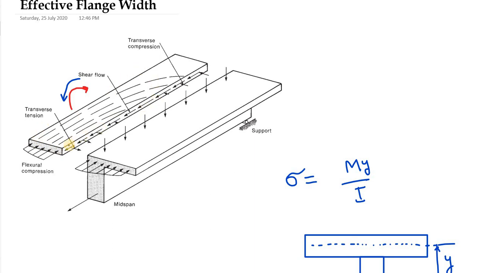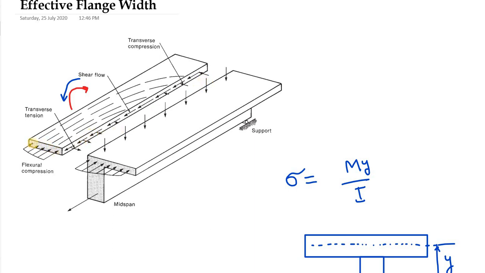This flange is connected to the rest of the beam with the help of this interface area, and we are able to transfer the forces to this flange only with the help of this connection where shear stresses are being produced. So just imagine, if you try to push this flange in this direction, the only reaction that can develop is at this interface where shear flow forces are being developed. As a result, we then have transverse compression and transverse tension acting also.